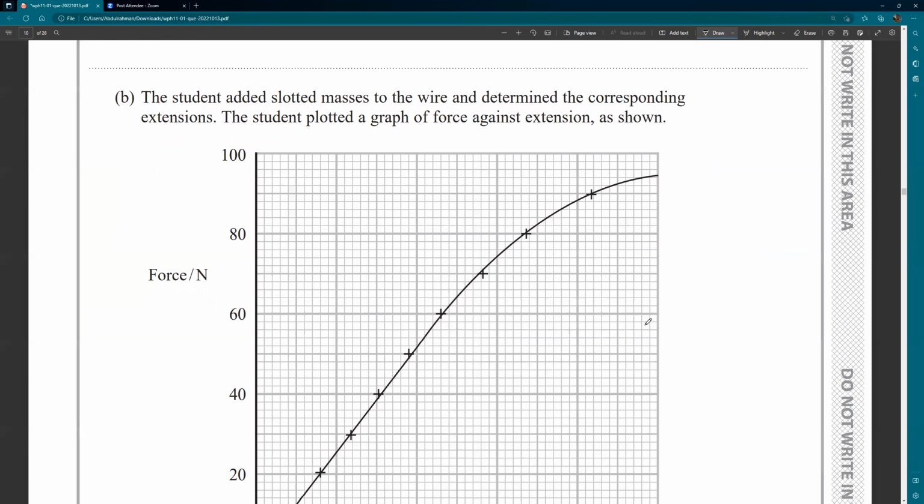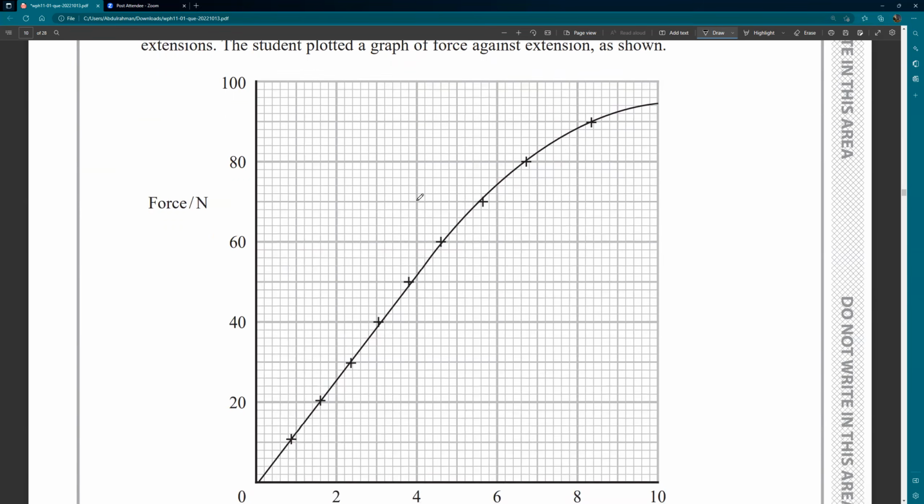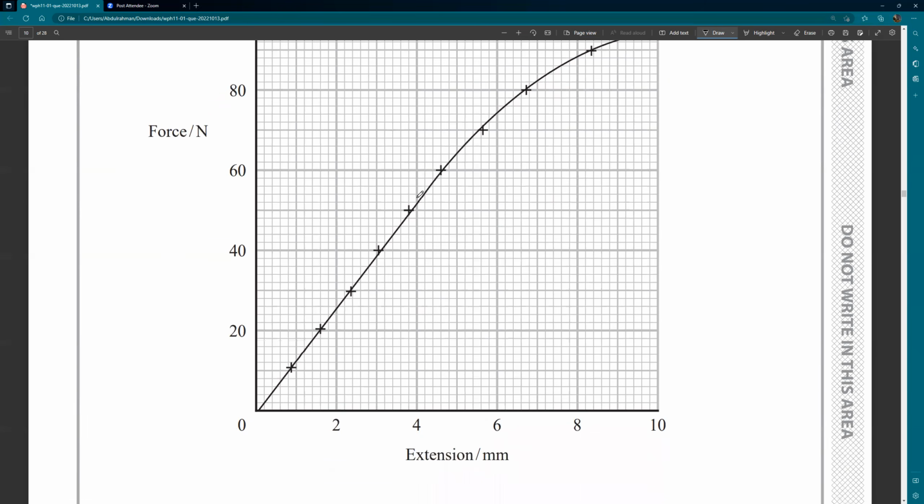The student added slotted masses to the wire and determined the corresponding extensions. The student plotted a graph of force against extension. For a force against extension graph, the first thing that should come to mind is that the gradient represents force over extension, which is, of course, the spring constant. Also, the area under the graph is force multiplied by extension divided by 2, because it's the area of a triangle. That's equal to the work done, or the elastic strain energy stored in the spring.